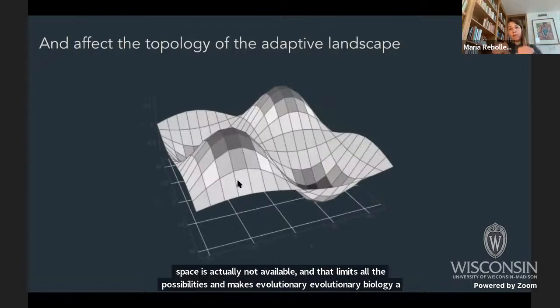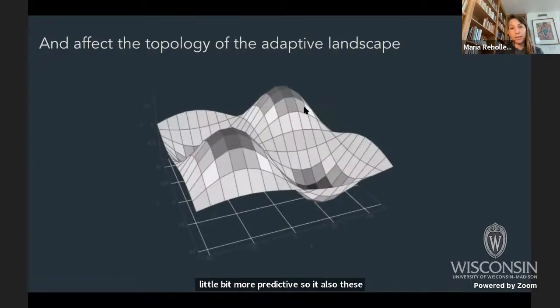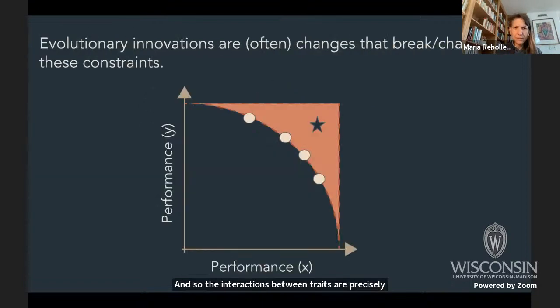And so the interactions between traits are precisely what creates these peaks and valleys, the interaction between fitness of different traits. And so we have these constraints, and we might be able to occupy this sort of Pareto front, and selection will push us up to there, but that's where we're stuck, right? And at that point, we cannot move farther.